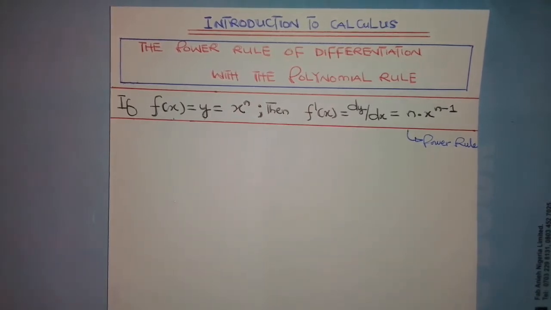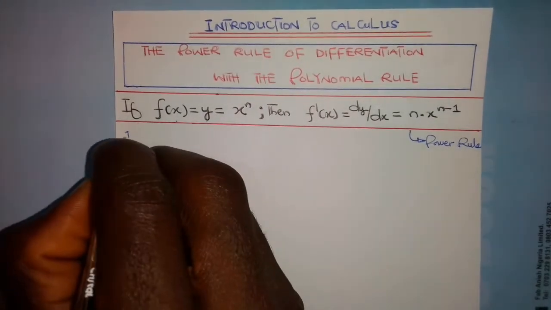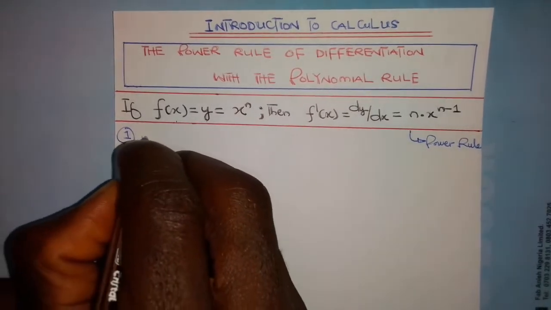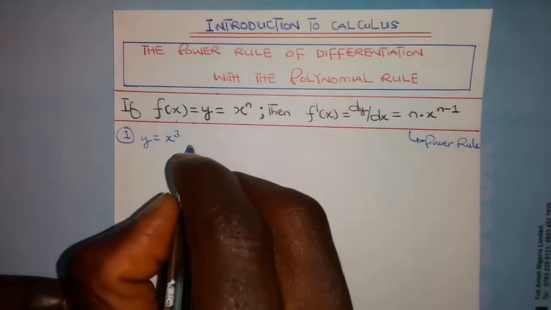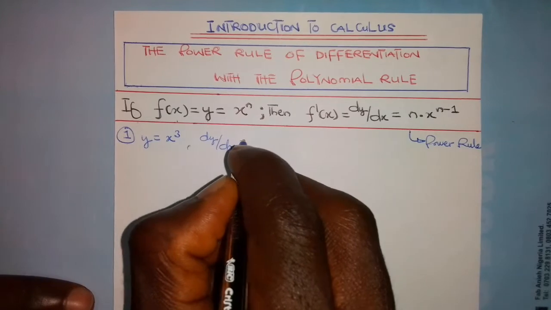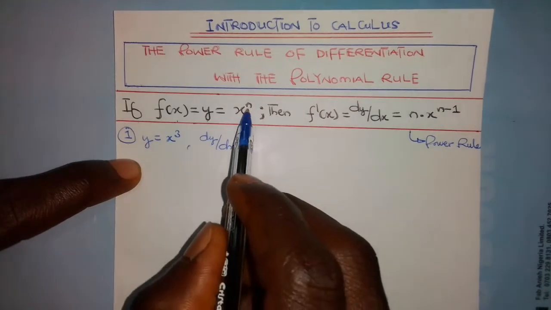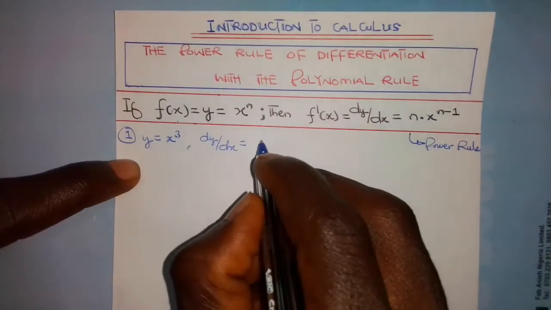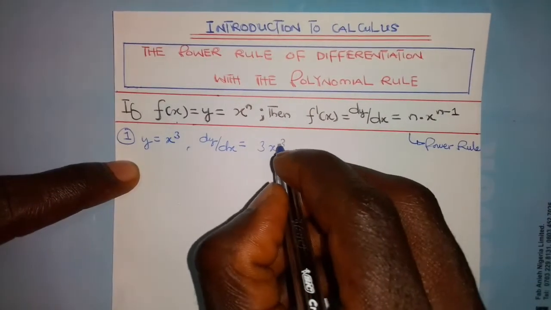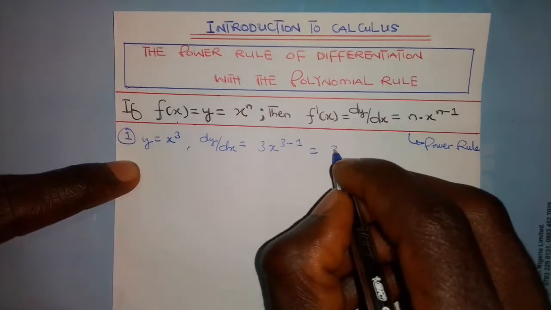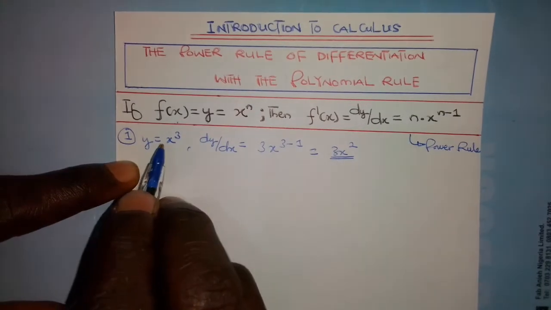So now let's take some examples so that you see just what I'm trying to talk about here. In the first case, if you have y is equal to x raised to the power of 3, what will be the answer if you were to find dy dx? I'm going to bring the power down, like you can see here. So I'd bring the 3 down, and then I'd subtract 1 from that 3. So we have 3 minus 1. So the answer would be equal to 3x squared. So this is the final answer for the derivative of this function.